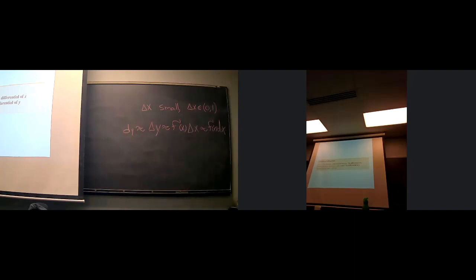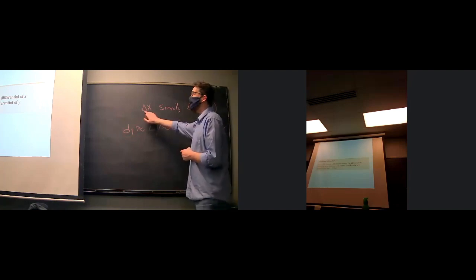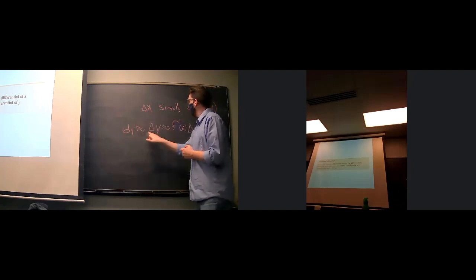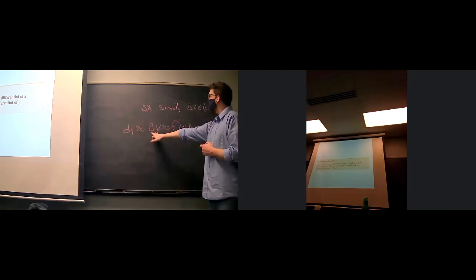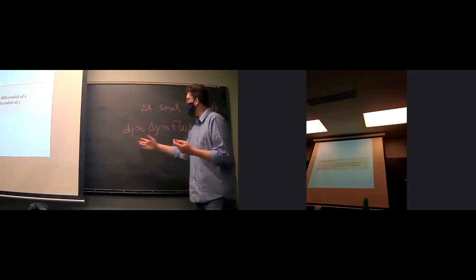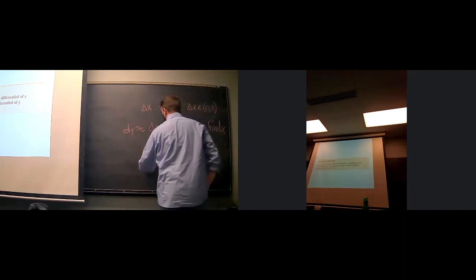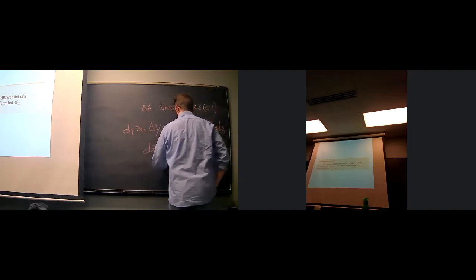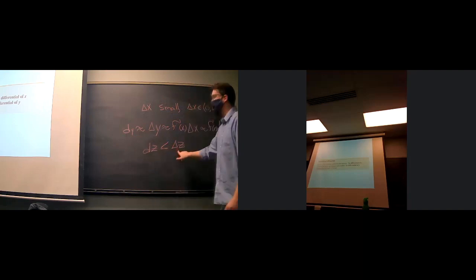Having said that, generally delta x is always larger than dx. Delta y is going to be bigger than dy. So generally, if you ever see something like this, the delta is always bigger. Make sense?